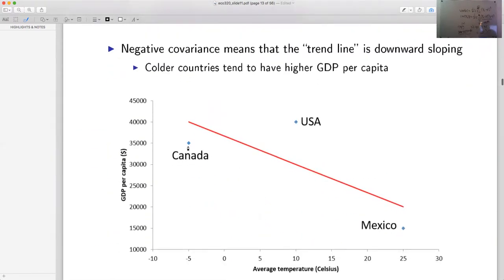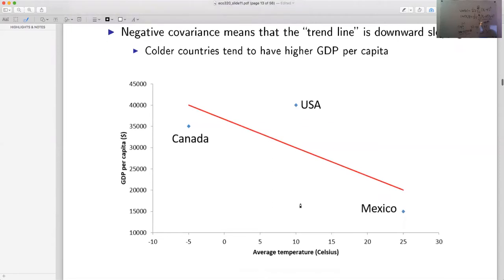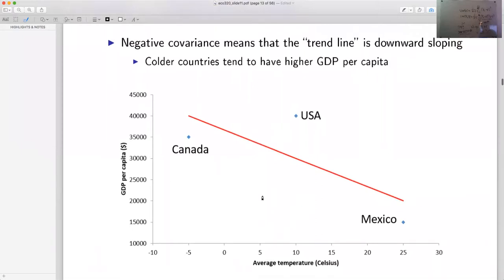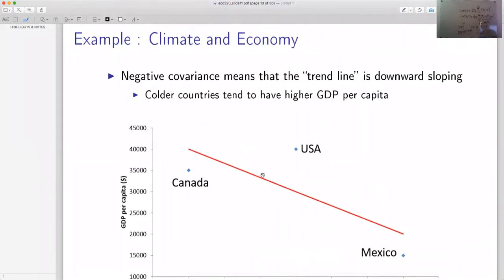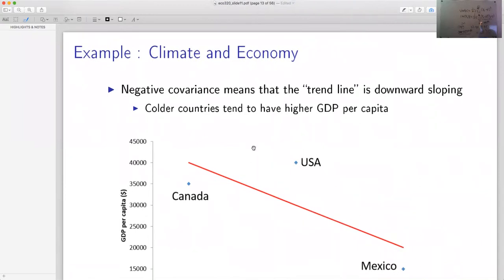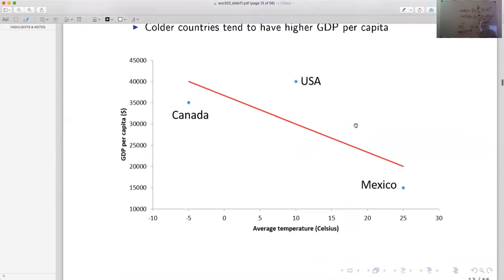So let's say these are the 3 observations we had. This table was created from an Excel file, so you can actually replicate the same thing. You can get a scatter plot and everything in Excel, but you can do it in R or other software as well. So negative covariance means the trend line is downward sloping. So colder countries tend to have a higher GDP per capita.